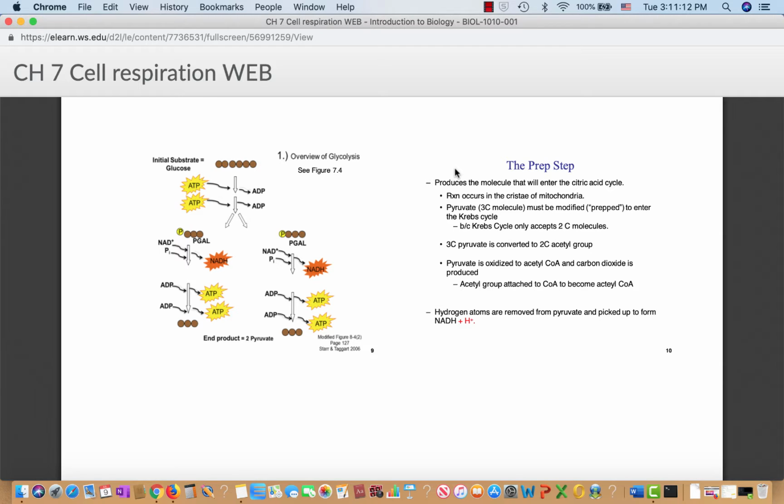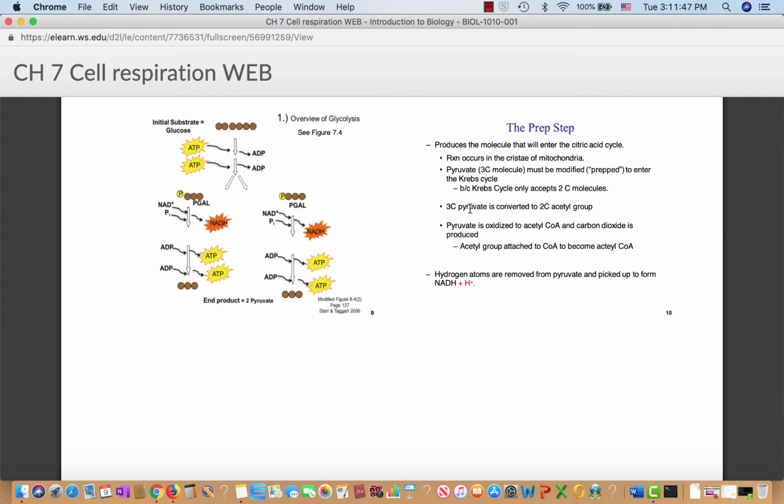Your preparatory reactions produce the molecules that are going to enter your citric acid cycle. This occurs in the cristae of the mitochondria. So just saying mitochondria isn't enough. You need to know cristae. You take your pyruvate, your C3 molecules, that have to be modified or prepped to enter the Krebs cycle, or the citric acid cycle as it's more appropriately known. That's because the cycle only accepts 2 carbon molecules. So you convert your 3-carbon pyruvates into 2-carbon acetyl groups.